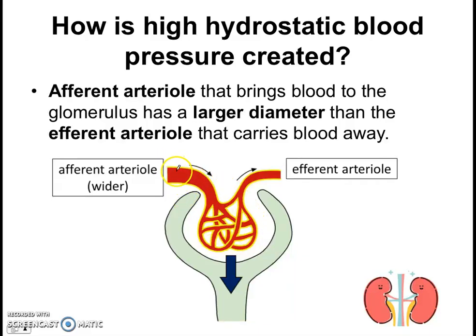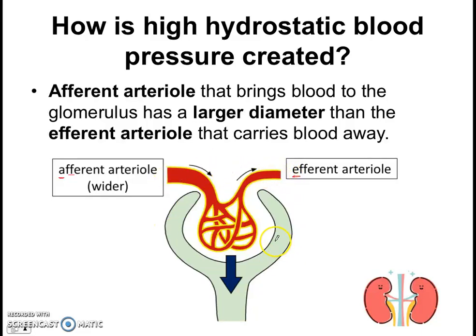In this diagram, you see that the blood enters the glomerulus through the afferent arteriole, and blood leaves the glomerulus through the efferent arteriole. How you remember that is that A is the alphabet that comes first, then E. So afferent arteriole is the blood moving into the glomerulus, and efferent is the blood moving out.